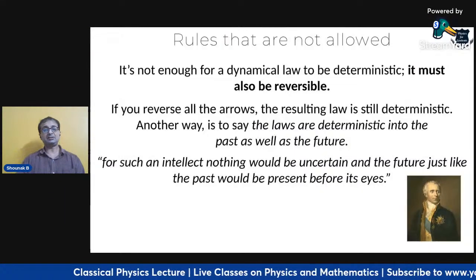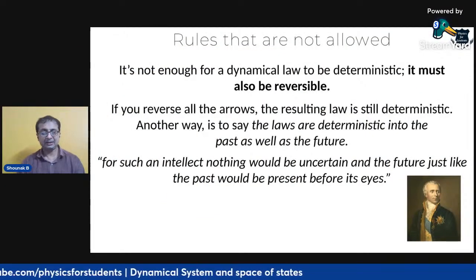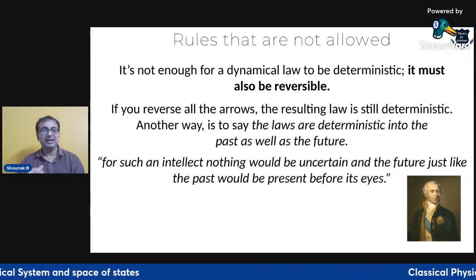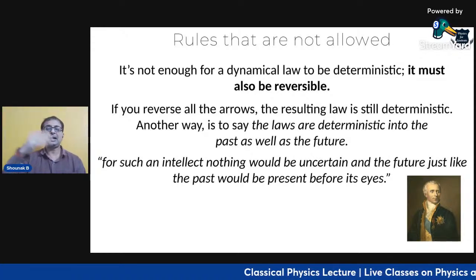Now, there are certain things where the rules are not allowed. I mean to say, when we talk of a classical system, as I told you, you have seen there is a logic, there is a principle, and there are certain things which cannot be permitted in a classical system. So it is not enough for a dynamical law to be deterministic. It must be reversible also. And if you reverse, it will actually come back.